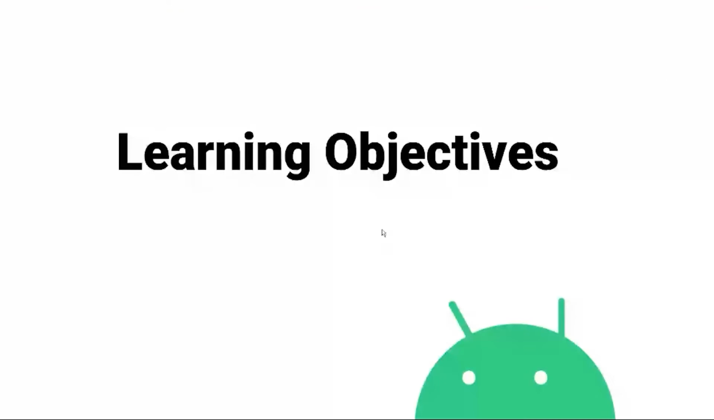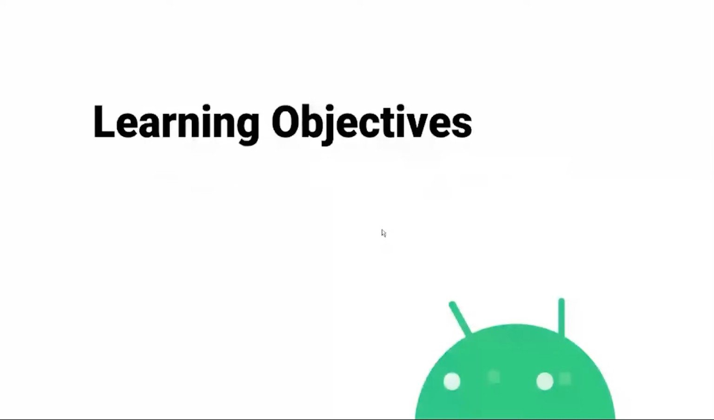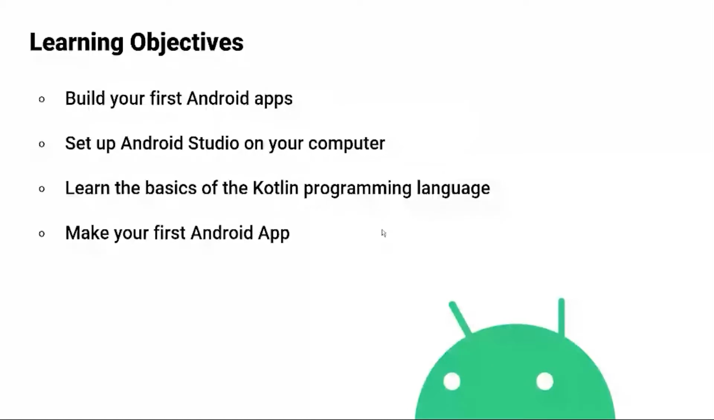The learning objectives of today's session: you'll be building your first Android app. You'll set up Android Studio on your computer. You'll learn the basics of the Kotlin programming language. You'll make your first Android application. And also, you'll run your first application on your physical device or your virtual device.